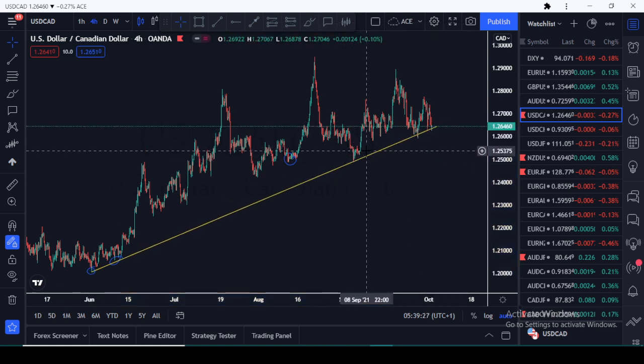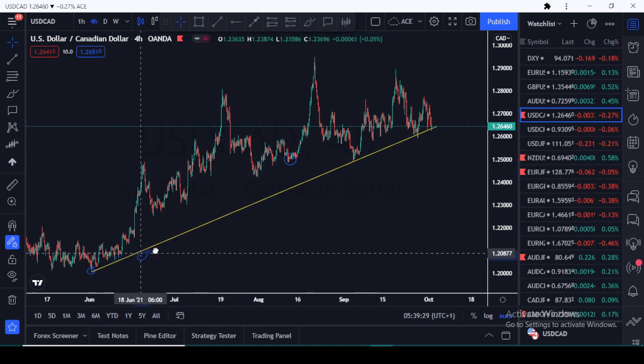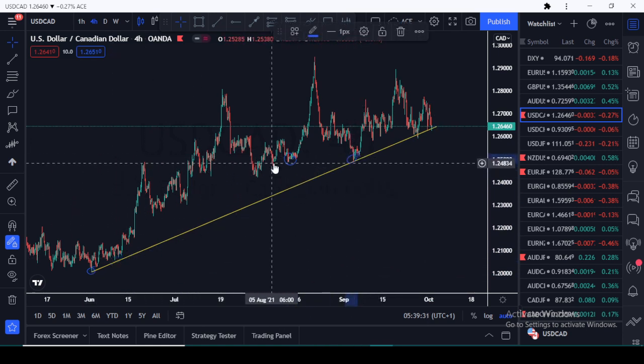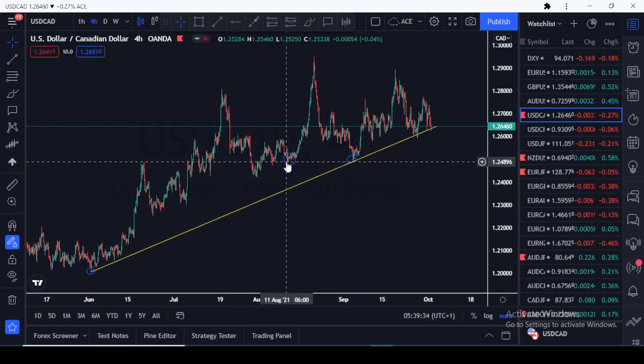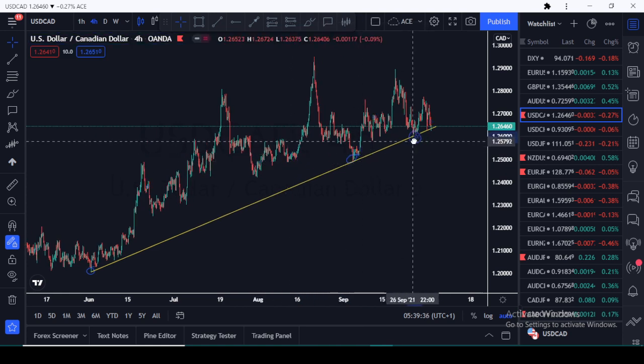So as I adjusted my trend line to this point, we still have our third touch, but here now is our second touch, and we'll be anticipating the third touch, which happened around here.